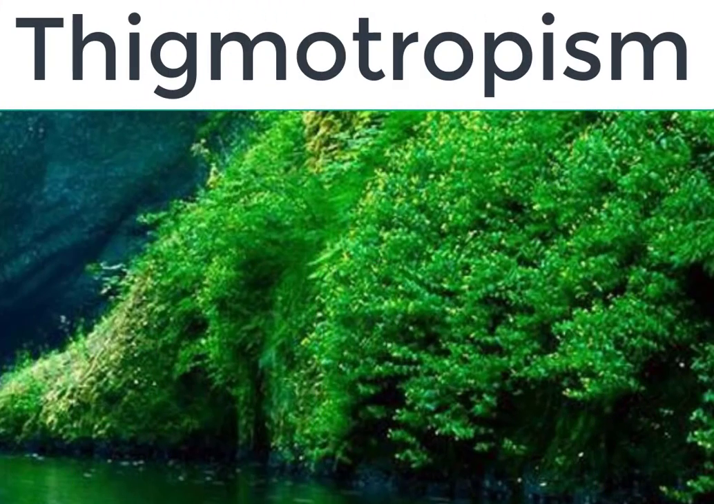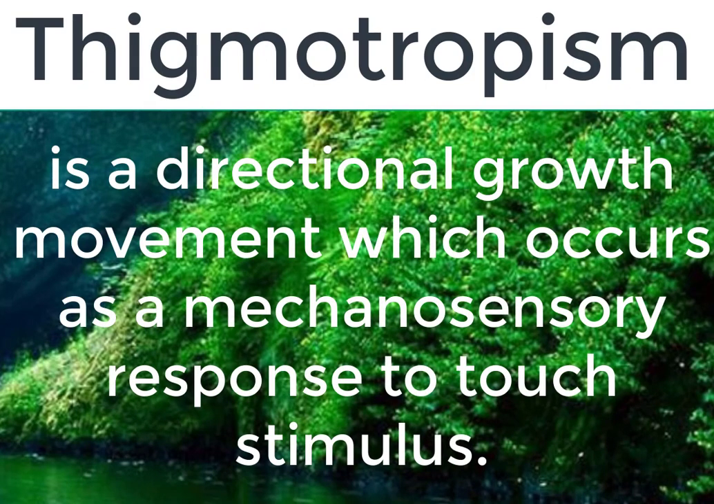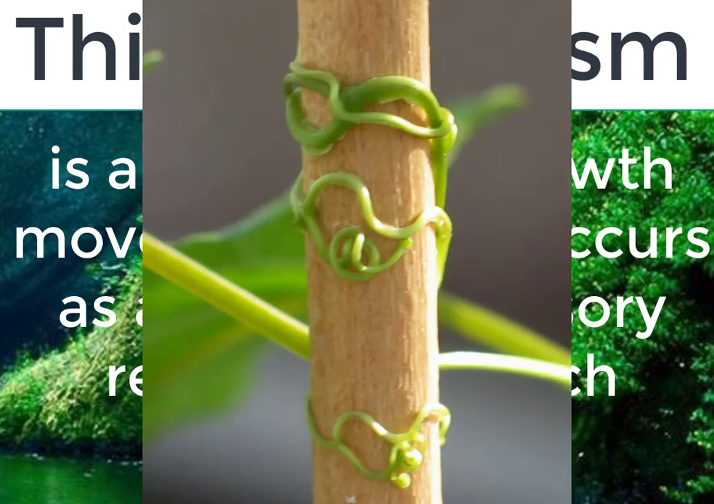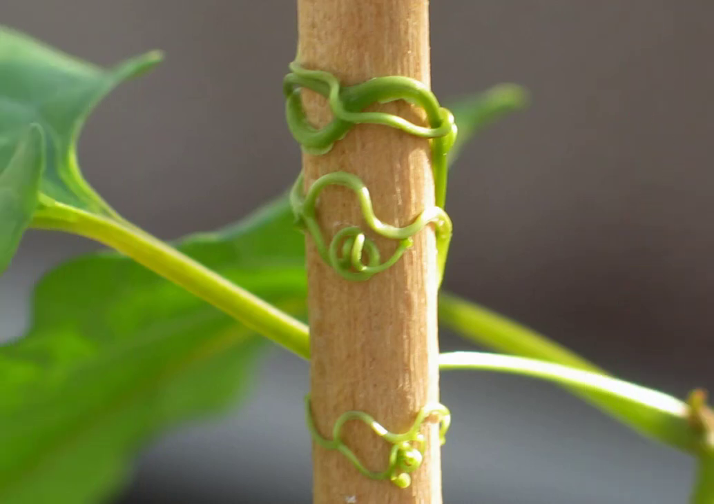The third type of tropism is thigmotropism. Thigmotropism is a directional growth movement which occurs as a mechanosensory response to touch stimulus. Thigmotropism is typically found in twining plants and tendrils.